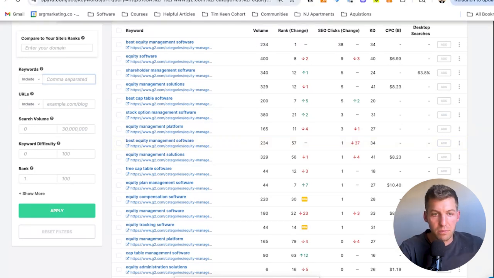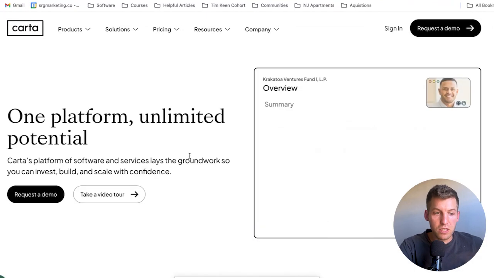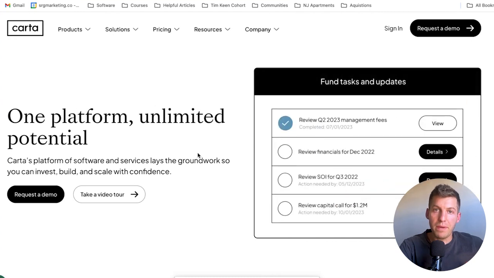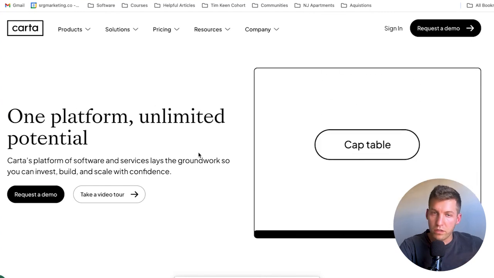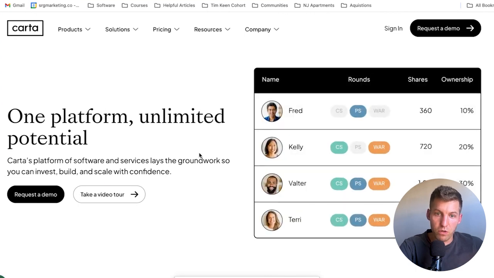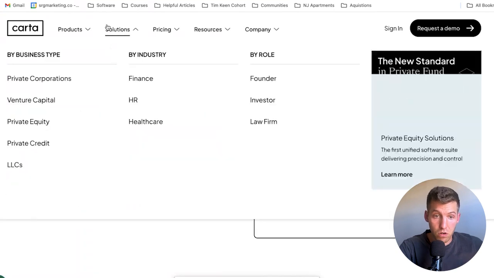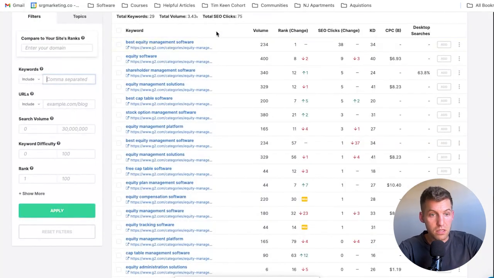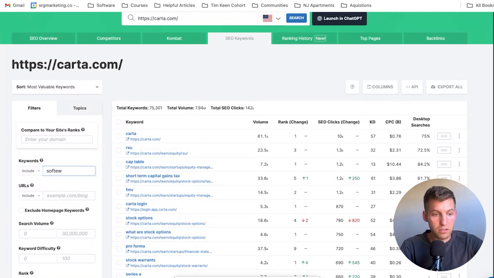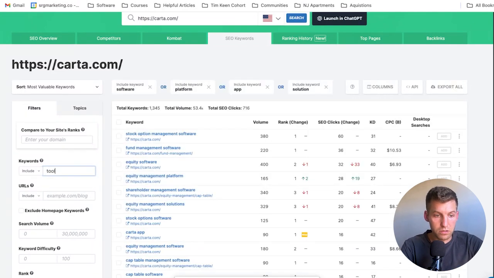The second thing I'm going to do is plug in a competitor. What you want to typically do here is pick the biggest competitor in your space. The reason is they probably have the best SEO. The longer they've been around, the more website visitors they're getting, they probably have more keywords they're ranking for, and you're going to find the most from the biggest competitor. So the biggest competitor in this space is a company called Carta. And so what I'm going to do is copy this and put it in the keyword research tool again. And I'm going to filter by the high intent terms: software, platform, app, solution, tool.